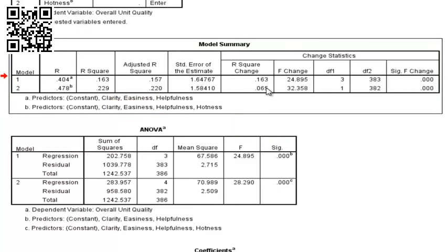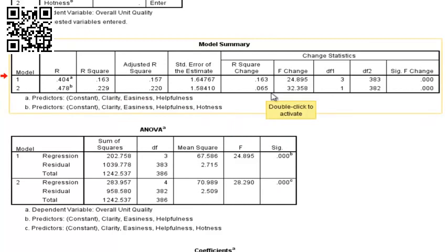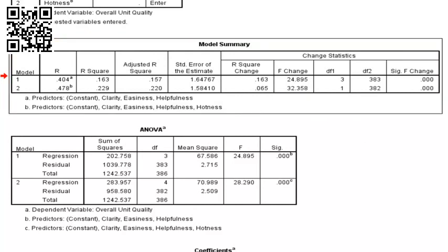And that R squared change, that 6.5% increase, is associated with an F value of 32.36 with 1 degree of freedom and 382 in the denominator. And the F change associated with the R squared change of 6.5 is statistically significant. So this is showing that adding hotness to the model increases the model's predictive capacity at predicting overall unit quality in a statistically significant way, and it's increasing the percentage of variance accounted for by 6.5%. And that's pretty big. It's reasonably big.